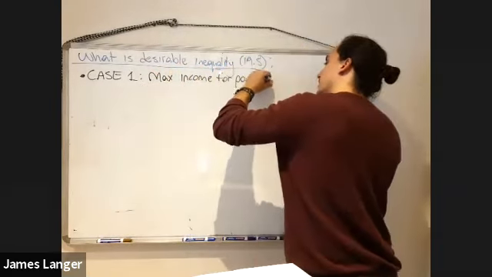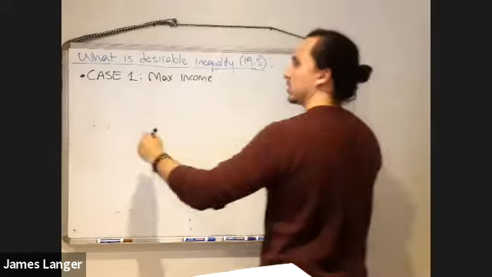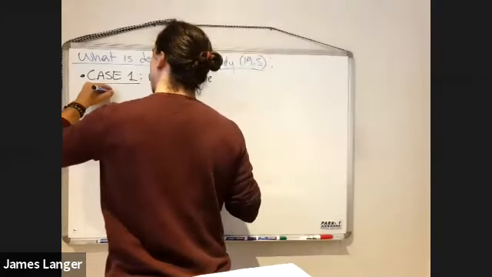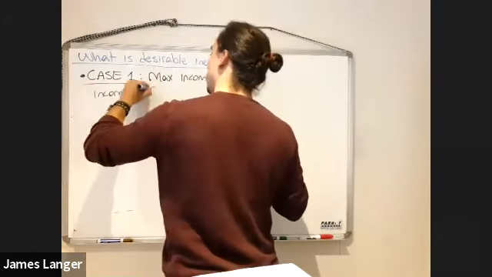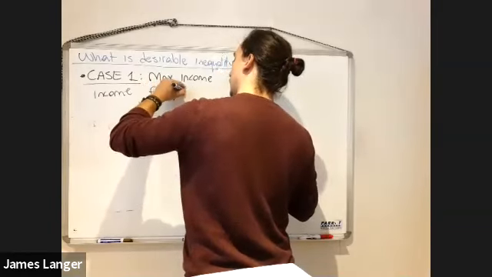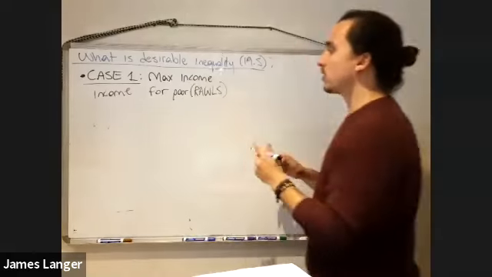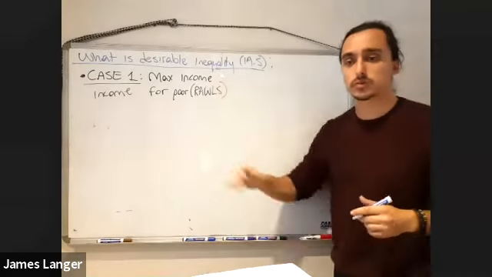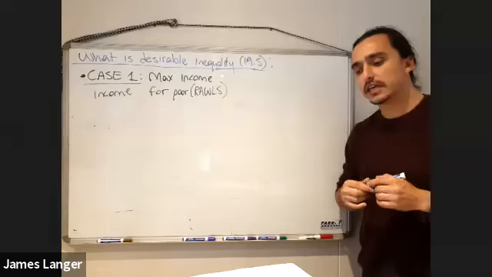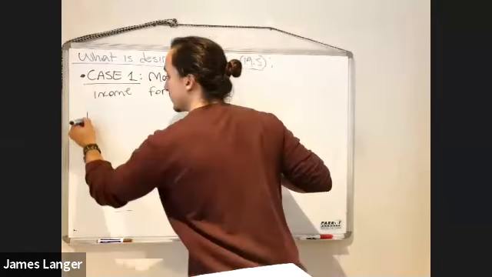And this was an opinion, so smaller, max income for poor. And Rawls was of the opinion that that's what we should always be doing. We should be trying to maximize income for poor people. Okay, so let's set up our graph.